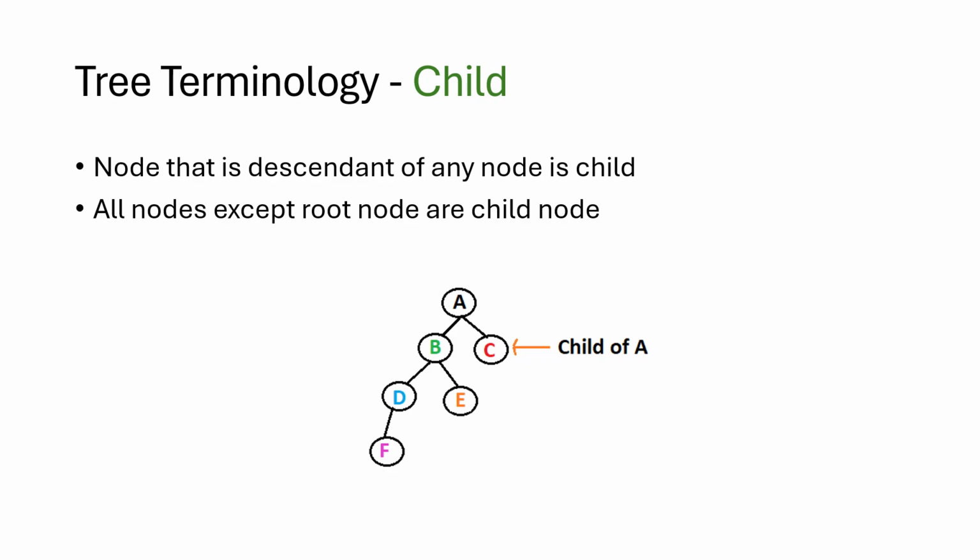These are the parents, and then we can call the others children. B and C are the children of A, D and E are the children of B, and F is the child of D. All nodes except the root node are child nodes, because A is the starting point, so A cannot be a child of anybody.